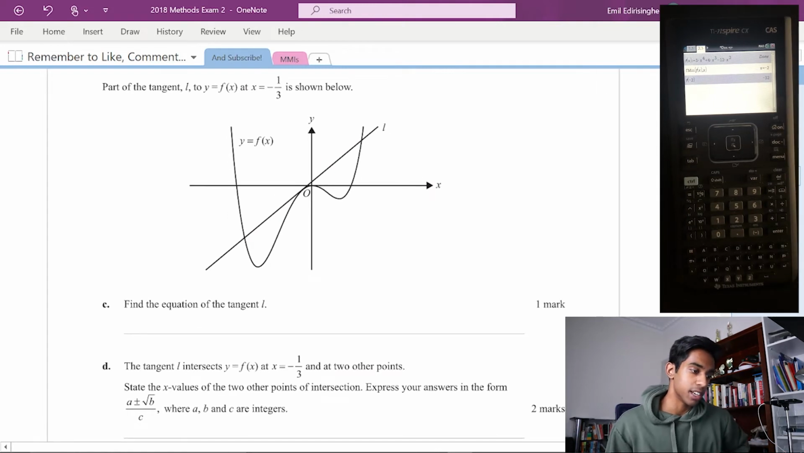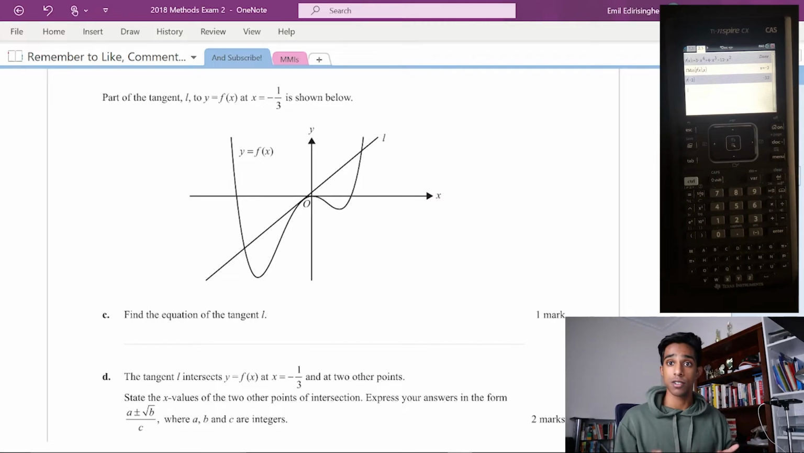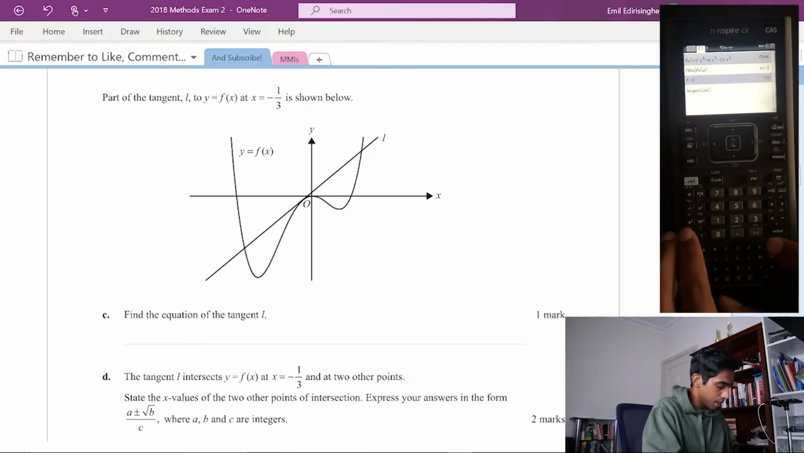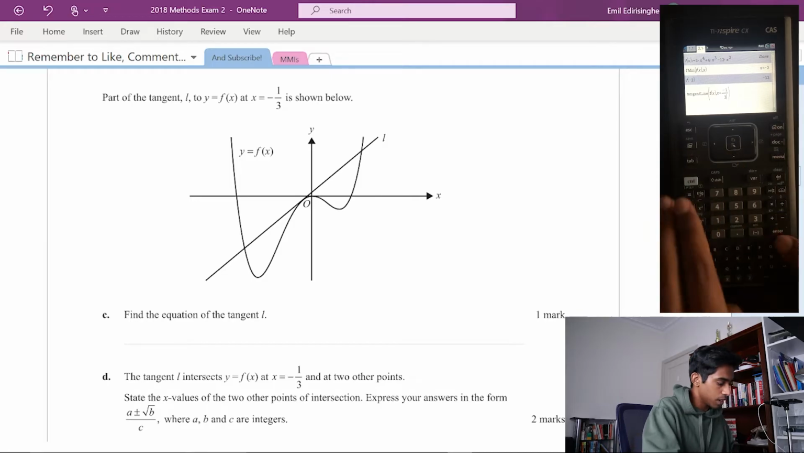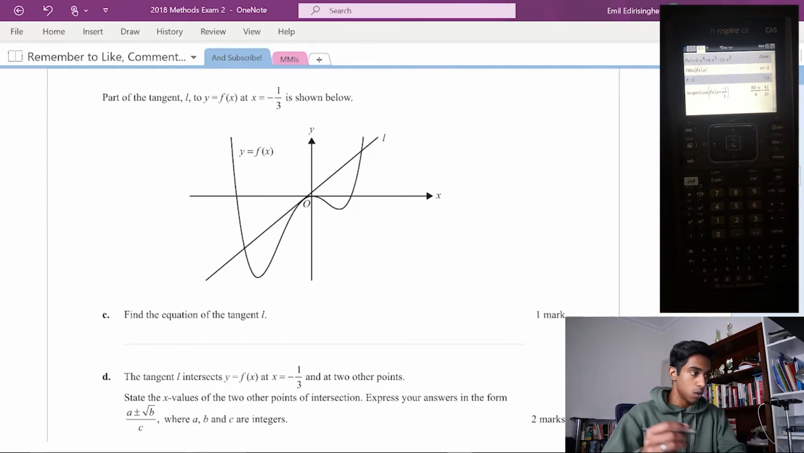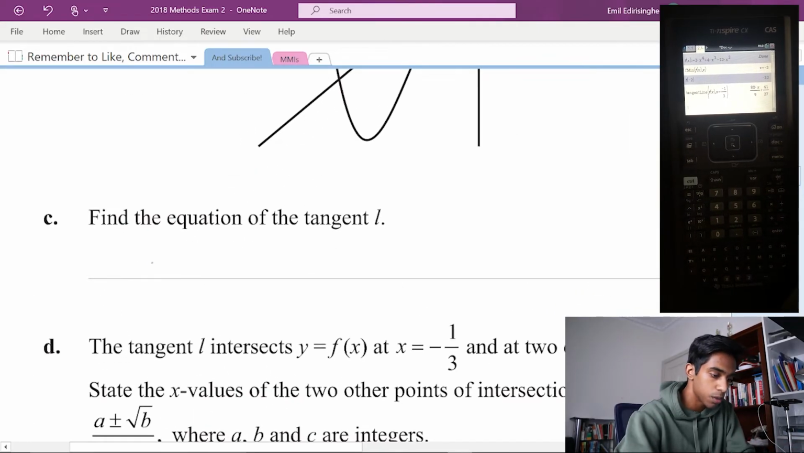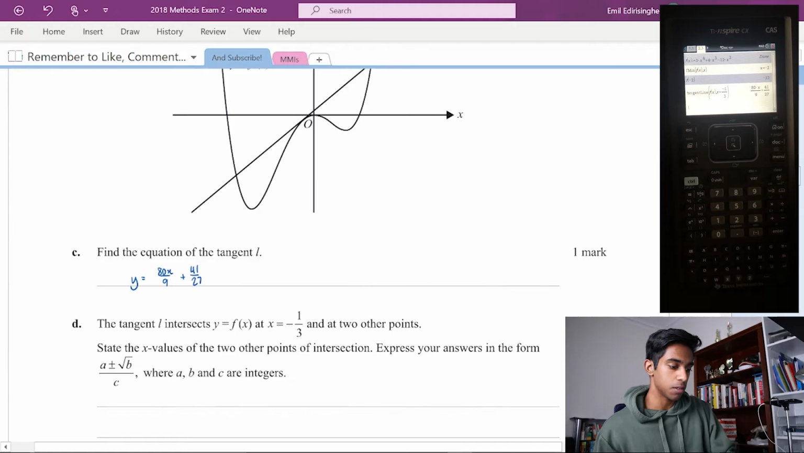Next, we're asked to find the tangent to y equals f of x at x equals -1/3. So what I'll do here is I'll use the tangent function on the CAS. So menu, tangent line, f of x, comma, x equals -1/3. That gives us the tangent line, I can zoom in, y equals 80x on 9 plus 41 on 27. And that's your tangent line L.